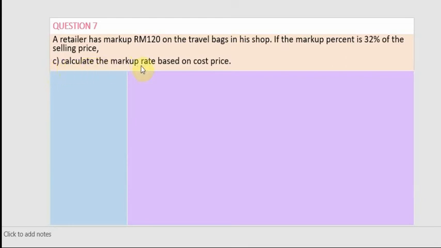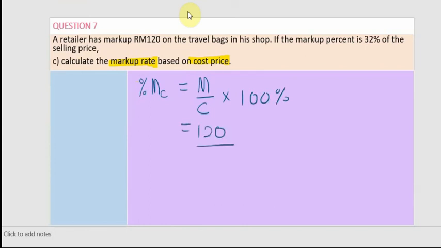Question C, calculate the markup rate based on cost. Okay, untuk soalan ini kita nak mencari markup rate based on cost. So from percent markup based on cost is markup over cost times 100%. So what we have, markup 120, cost 255. So here is 255, then times 100%. So markup rate based on cost is 47.06%. That's all for question C.